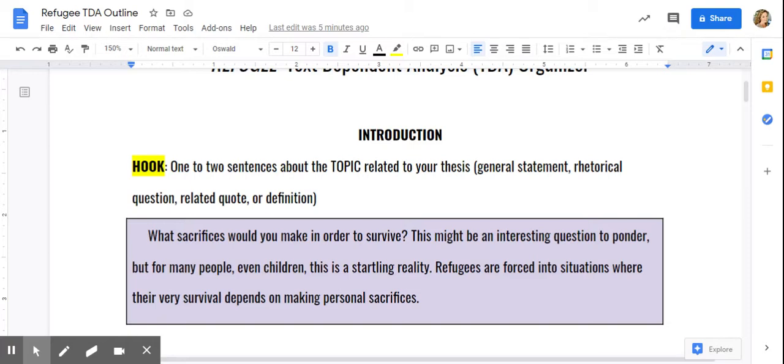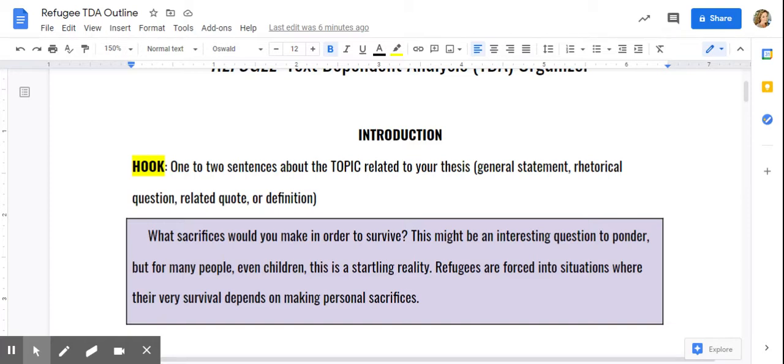A related quote, perhaps a famous quote, something inspirational that you can find. Not necessarily a quote from the book, but a quote from another source that might be related to the topic that you're thinking about. Or perhaps you want to start with the definition of your topic. You could do that. So my topic is sacrifice.